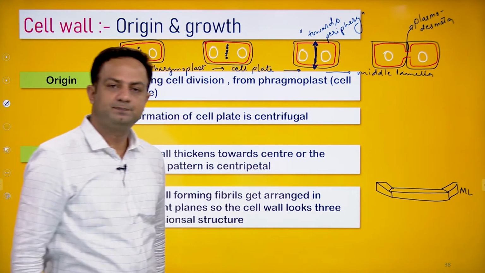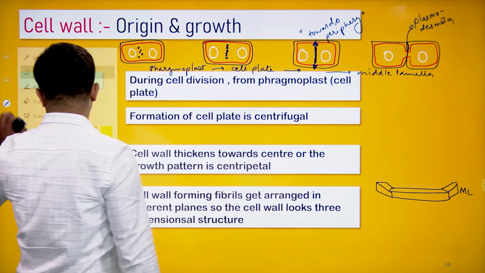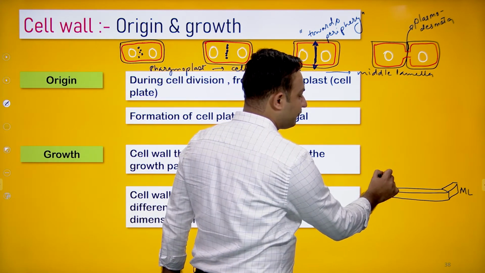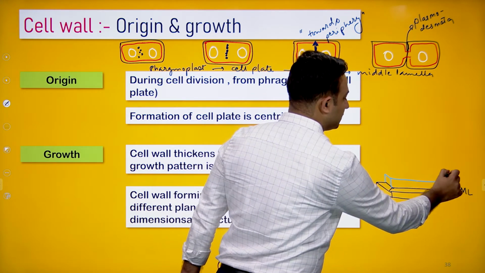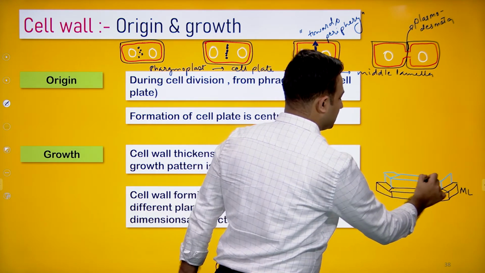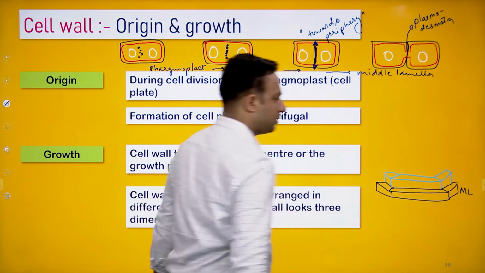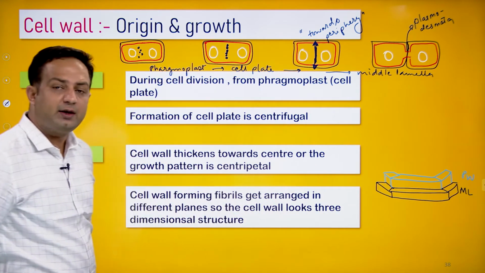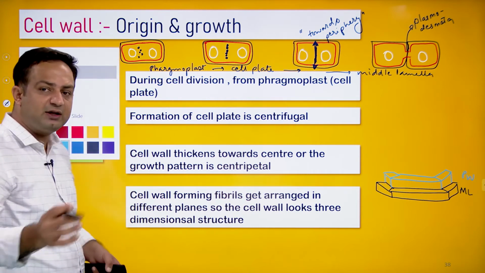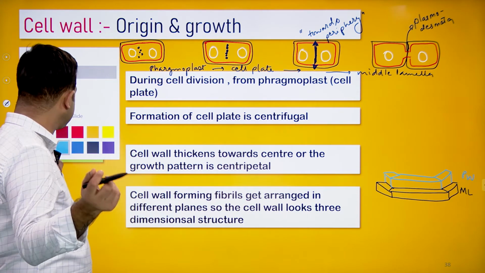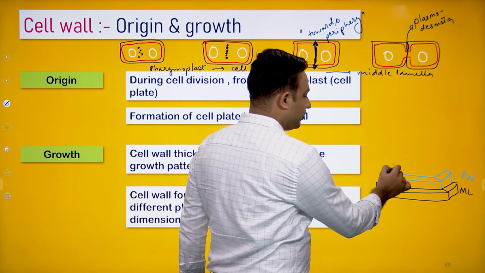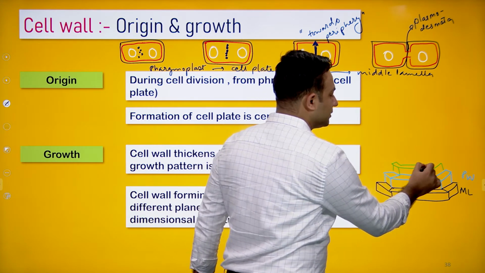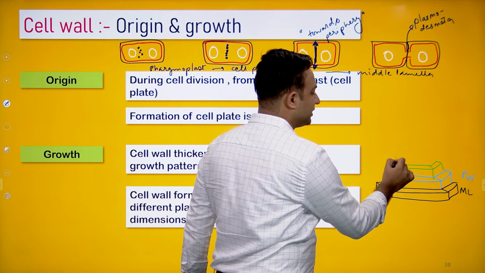This is the middle lamella. Next is the second layer of the cell wall. Inner to the middle lamella is the primary wall. This is the primary wall. And inner to the primary wall, if further thickening of the wall takes place, or the cell wall grows further, it will be the secondary wall. This is the first layer of the secondary wall. Remember, the secondary wall is multi-layered. Remember this condition.